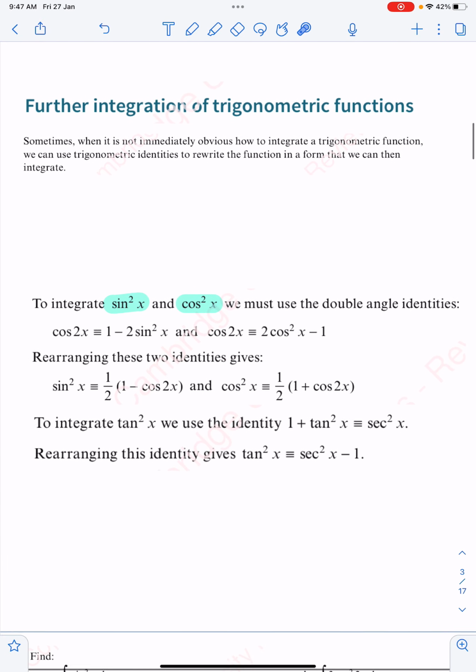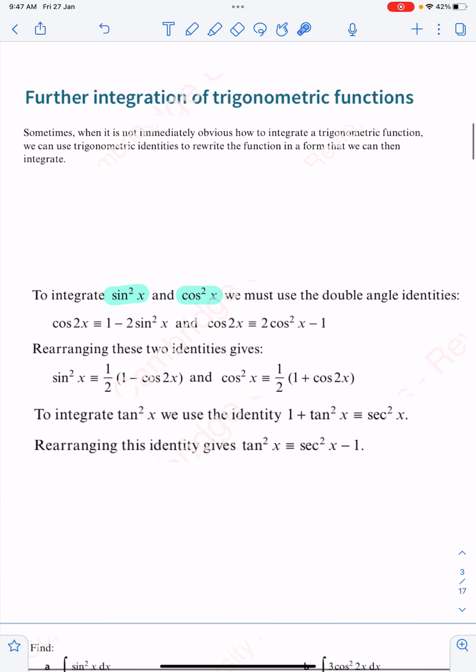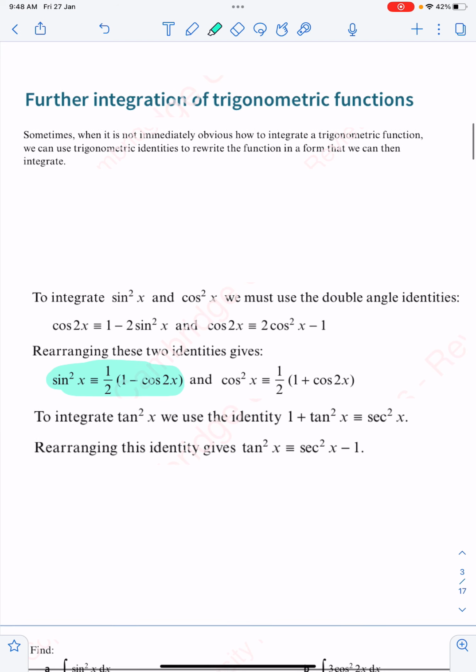I'm just highlighting what will be useful for us. Whenever you have to integrate sine square x, you can substitute it by half into (1 minus cos of 2x), or simply (1 minus cos of 2x) divided by 2. Whenever you have to integrate cos square x, you can substitute it by (1 plus cos of 2x) divided by 2. Whenever you have to integrate tan square x, it will be sec square x minus 1.